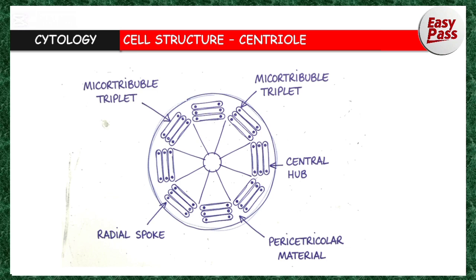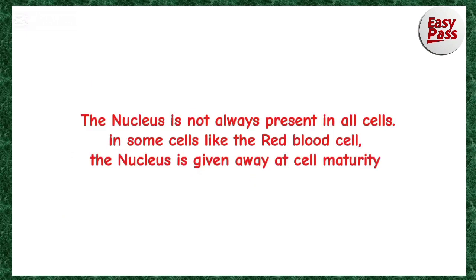Now, just before I stop or conclude the class of today on cell organelles and their function, I want you to know that the nucleus, as mentioned, is not in all cells. There are some cells that, once they move to maturity, will give away their nucleus. An example is the red blood cell. They don't have a nucleus at maturity.